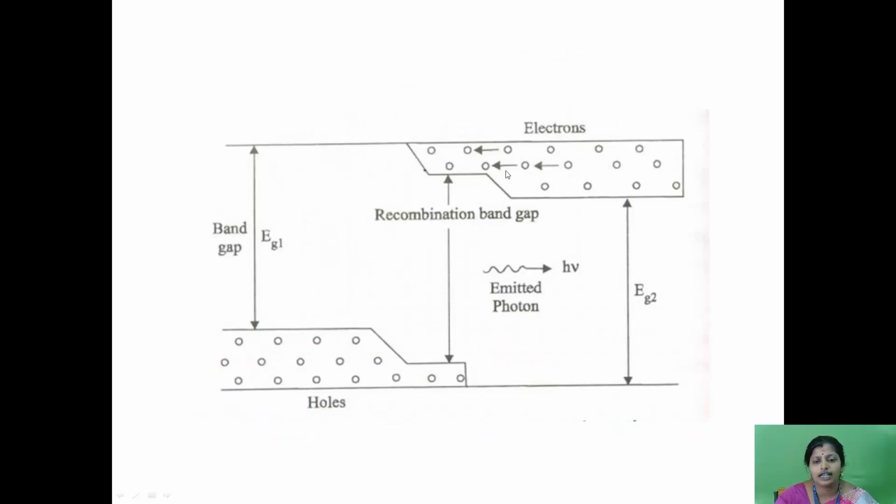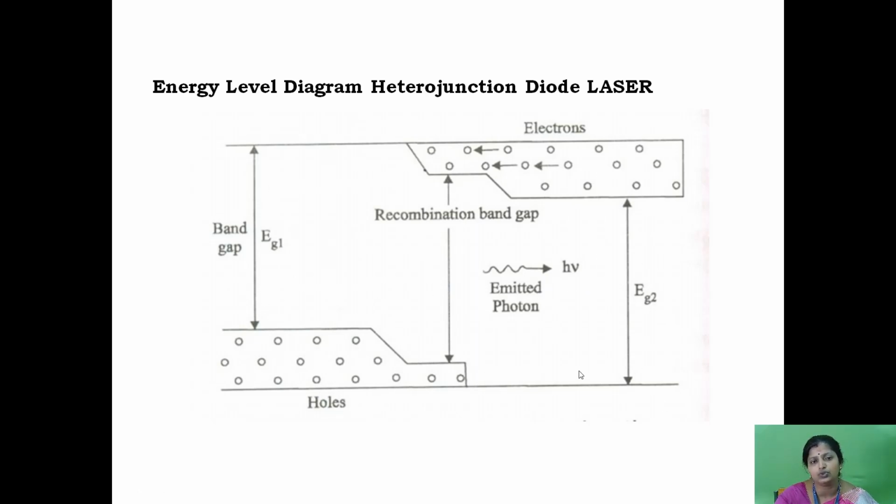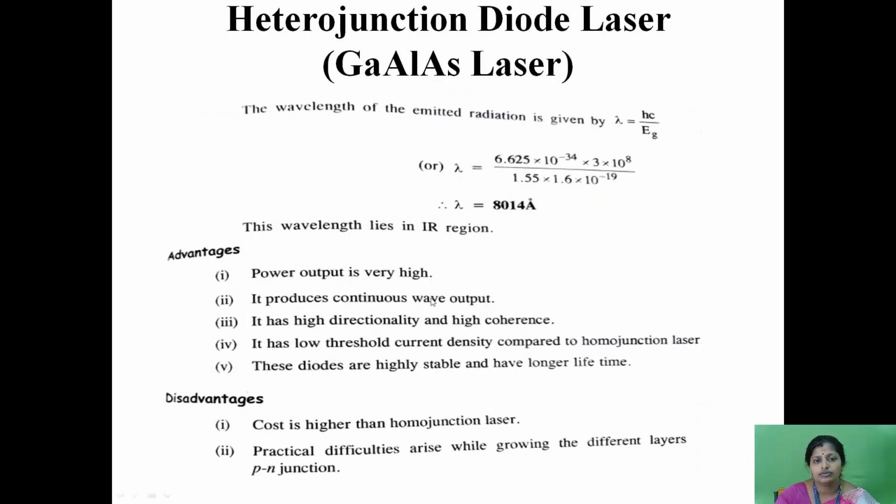These are the energy level diagrams. These are holes and electrons, the valence band and the conduction band. These are recombinations of electrons and holes, with emission of a light beam. This is the energy gap level Eg1, and this is the energy gap level Eg2. This is a heterojunction diode laser, and its wavelength is analyzed.